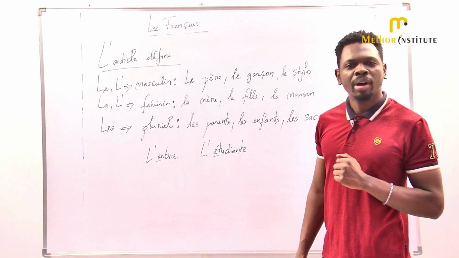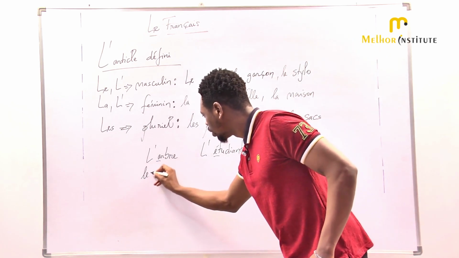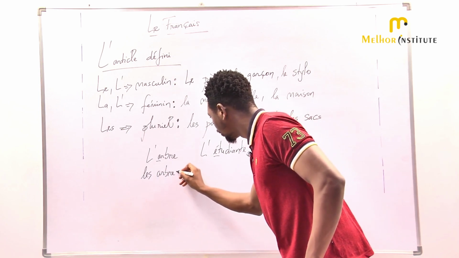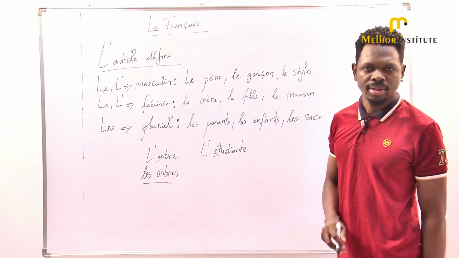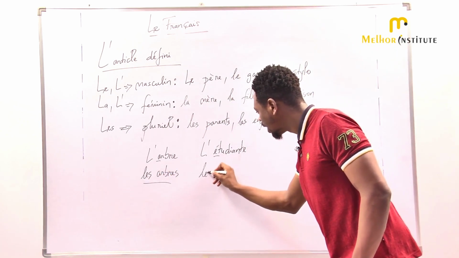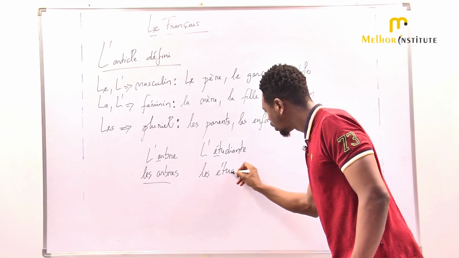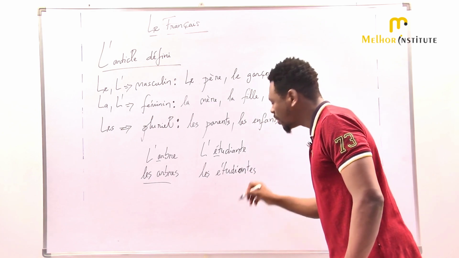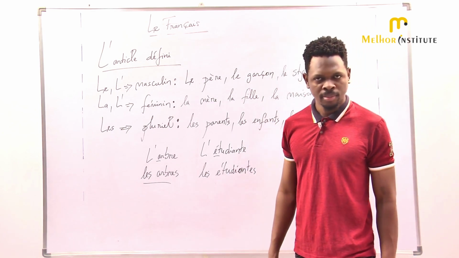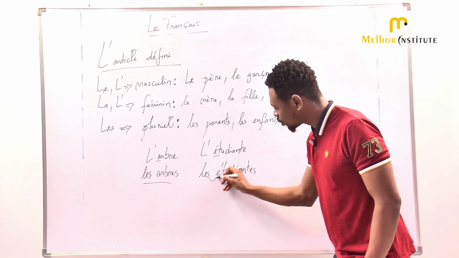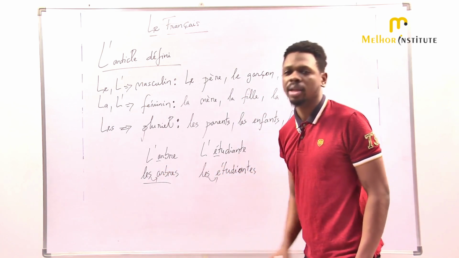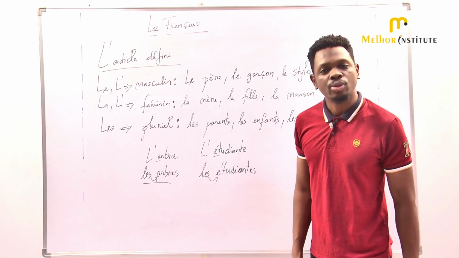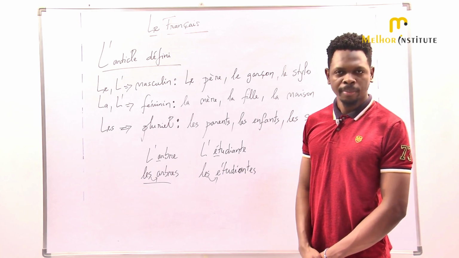But if they are on plural form, you say les arbres. It means the trees. And les étudiantes. It means the students. What do we do? We link S to the vowel. So you say les arbres or les étudiantes. Okay? All right.